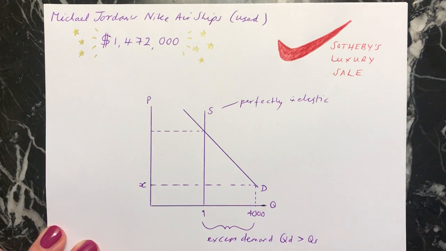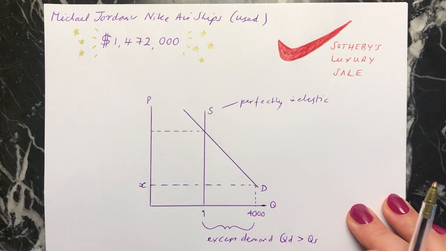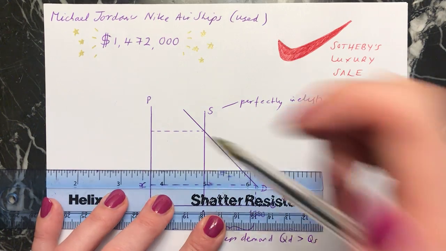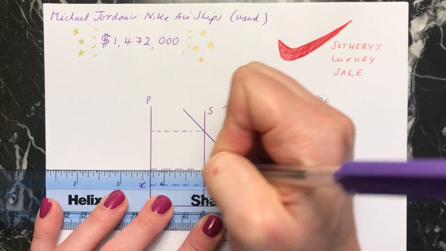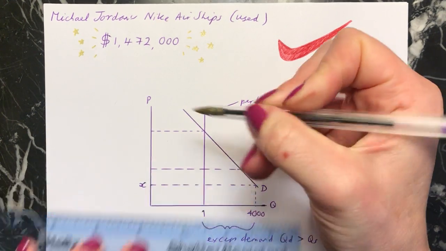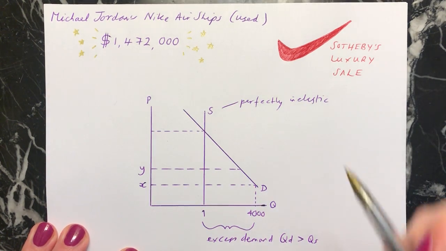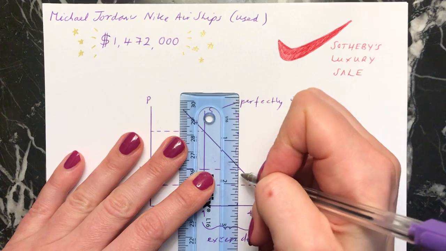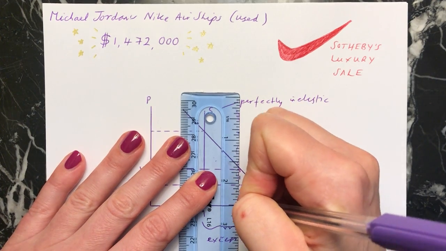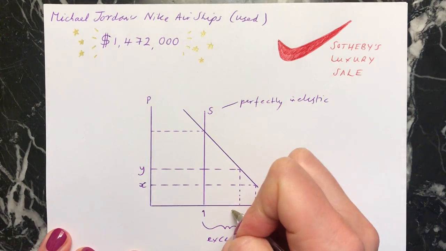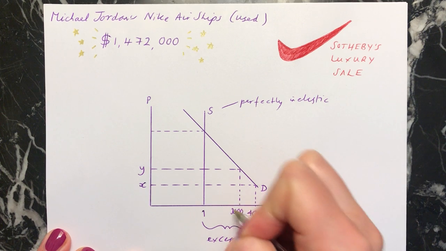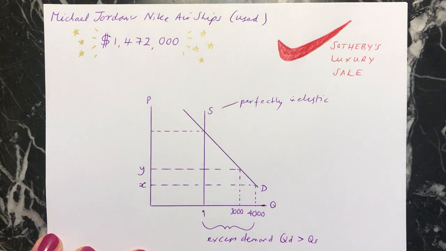So what they then do in the auction is they put up the price. They say, okay, we're going to put the price up to, let's say, price Y. At price Y, you still only have one pair of shoes available, but again we've got more people demanding the shoes than there are shoes available. Let's say 3,000 people still want these trainers that Michael Jordan used to wear.